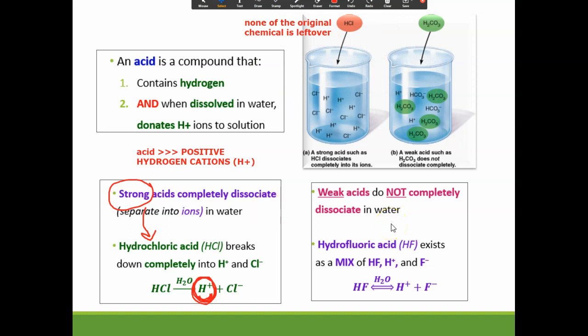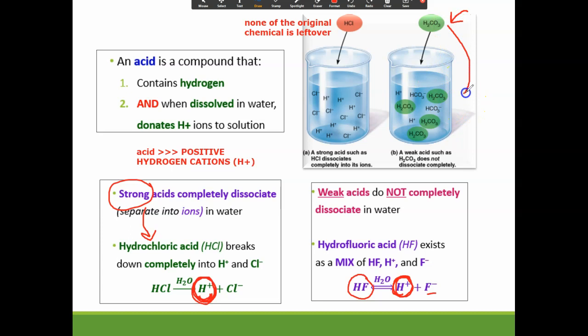Weak acids, on the other hand, do not dissociate completely. So they do dissociate some, they do release some hydrogens. So for example, you can see hydrofluoric acid releases some hydrogens, indicating that it's definitely an acid. It also releases some of the other ion, which in this case is fluorine. But some of the original hydrofluoric acid still exists in its non-dissociated form, so it still exists as its original HF.